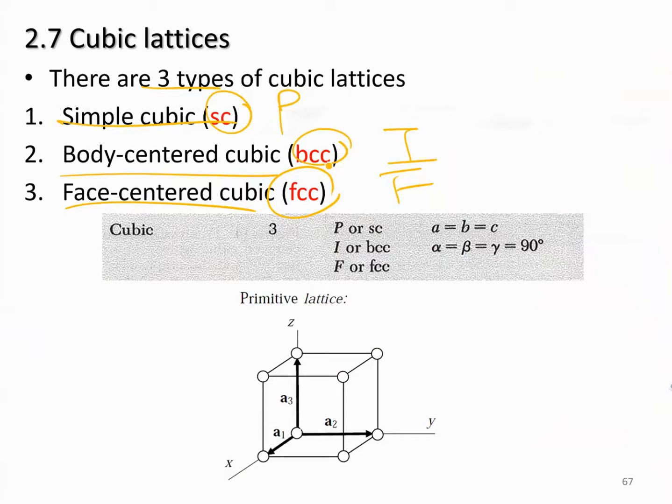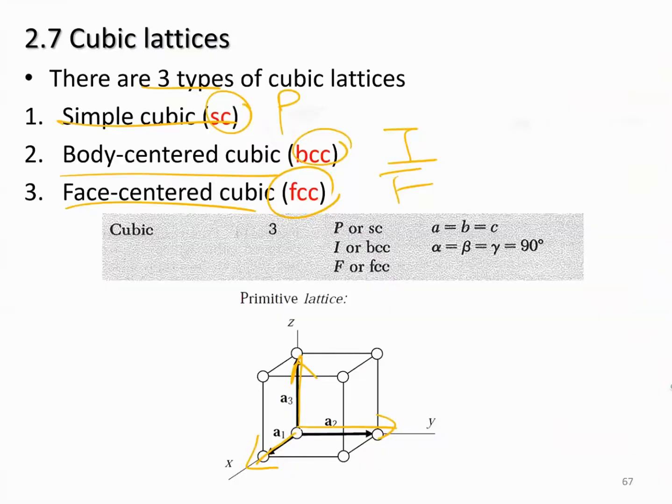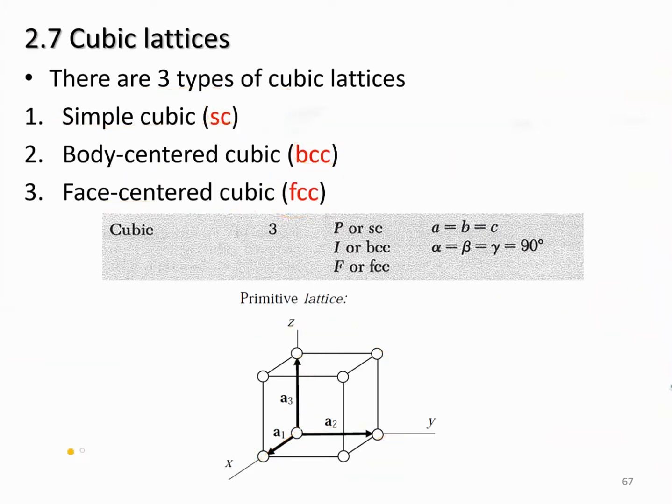Along the Y direction and along the Z direction. And then all the angles are 90 degrees. So the conventional cubic cells of simple cubic, body-centered cubic, and face-centered cubic have 1, 2, and 4 lattice points respectively. For simple cubic, I think there should be no problem. This simple cubic only has 1 lattice point, or 1 atom per unit cell.